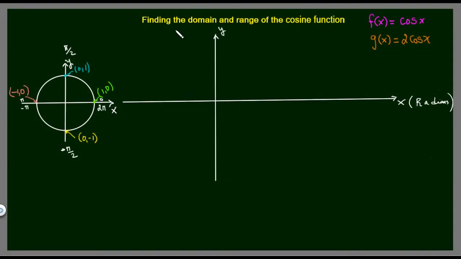In this video, we're going to see how to define the domain and range of the cosine function, right? We have two functions here. They are both cosine. The first one, f of x, is cosine of x, and g of x is 2 cosine of x. The only difference here is that one has an amplitude of 1 and the other an amplitude of 2. We're going to see that when drawing out the curve.